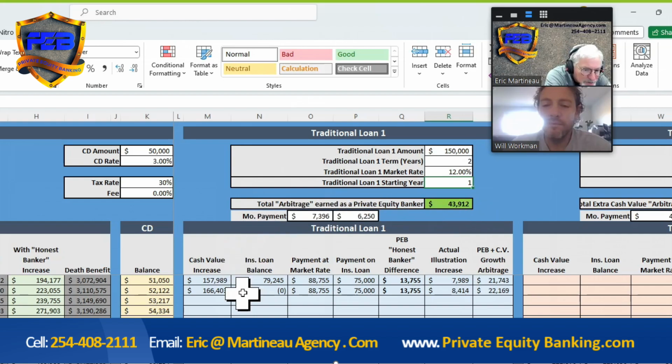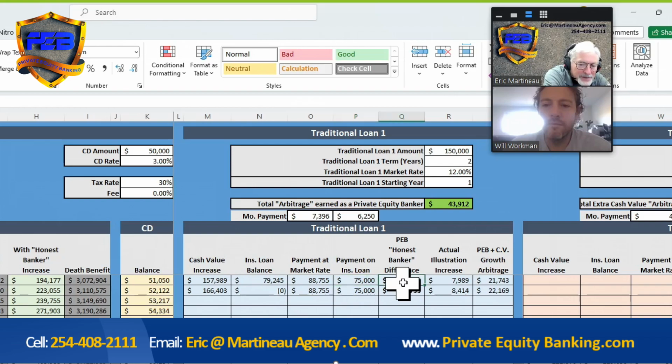So here's the concept that I throw to people. First of all, this is a non-structured loan, so you don't have to pay it back, even though this is calculating that you'd need to pay 79 in year one and 79 in year two to pay that back. Or you'd have to make payments of $7,396 a month to pay back the traditional loan rate. But since you're actually getting this at a positive rate, you'd only have to pay $75,000.